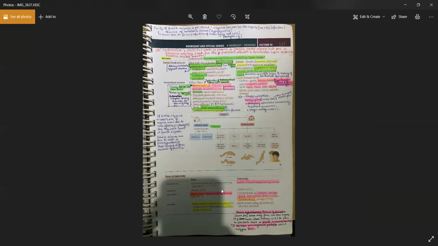Please revise the seizures. These are very important because you need to identify the seizures on the patient presentation. NBME has very weird kinds of representations for the patient on the seizures, right? So beware of the seizures.